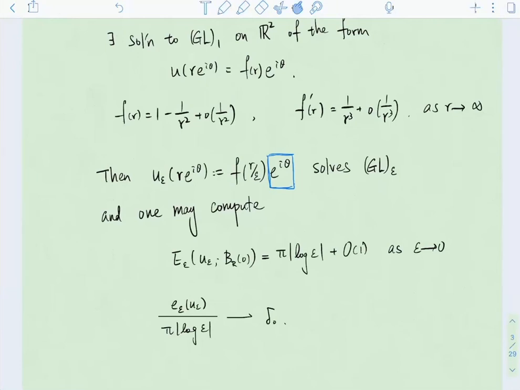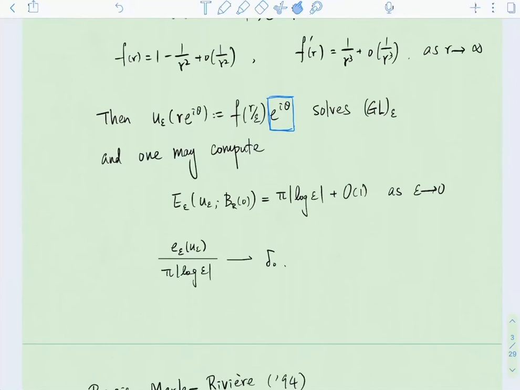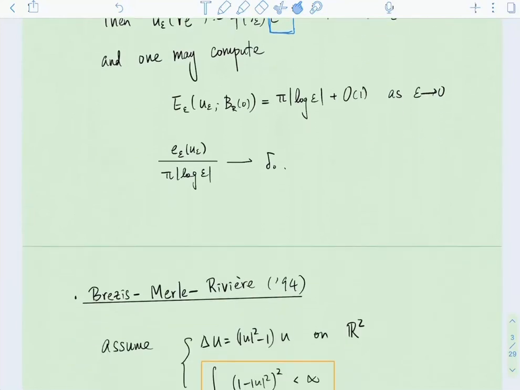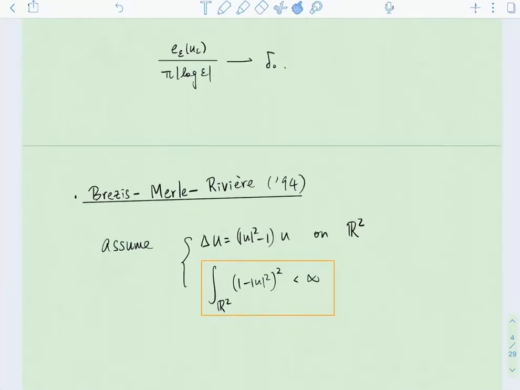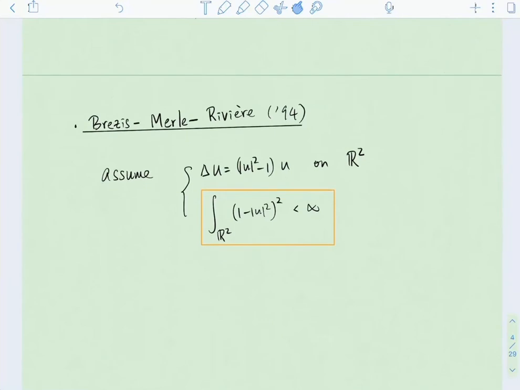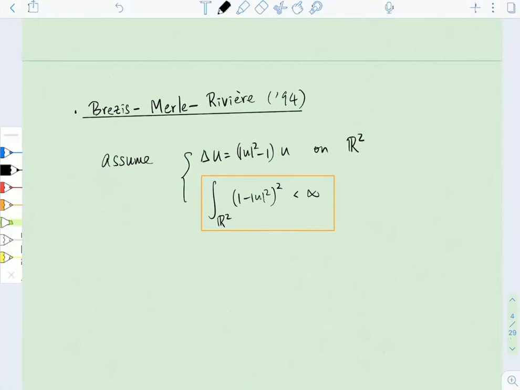Okay, so next, the second result I'm going to mention to help you understand the log epsilon factor is this theorem by Gazis, Merle, and Rivière. So they too study solutions on R^2 to GL1, and they impose the following condition, which you can think of as saying that u tends to 1 at infinity. But that's something that has to be proved, and they prove it.